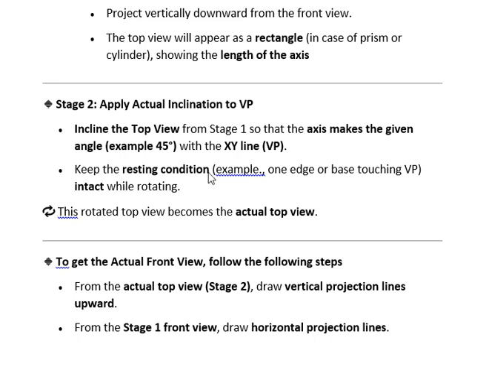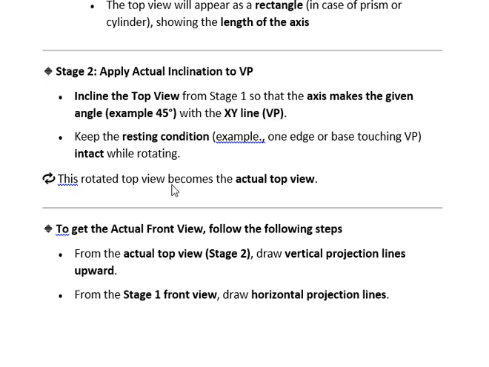Then keep the resting condition. While tilting the first stage top view, you have to fulfill this condition also. You have to tilt the object up to 45-degree inclination. 45 degrees means the axis of the solid is inclined to VP at 45 degrees. Those are the conditions. At the same time, keep the resting condition, for example, one edge or base touching VP while rotating. Okay. This rotated top view becomes the actual top view based on the given conditions. In the second stage, the rotated top view is the actual top view for the given problem.